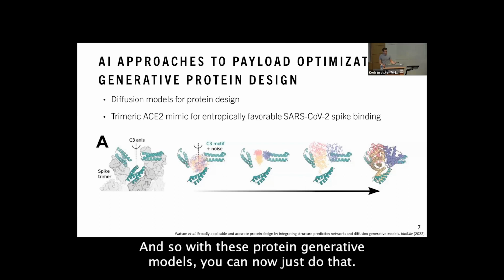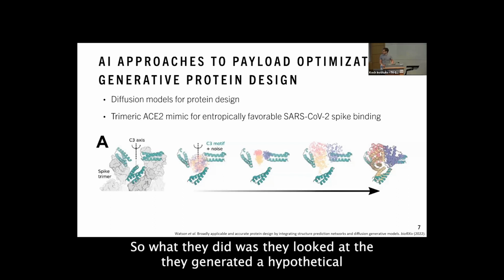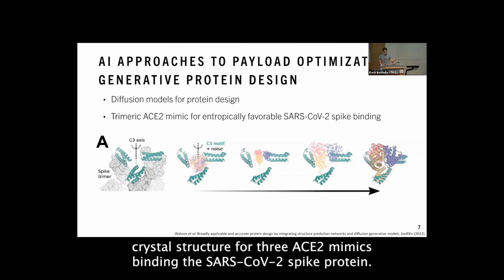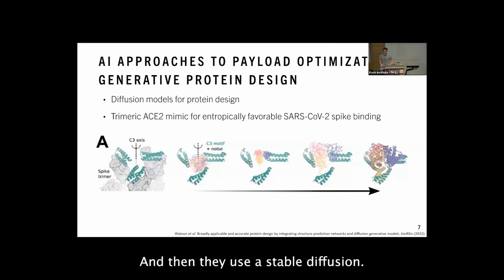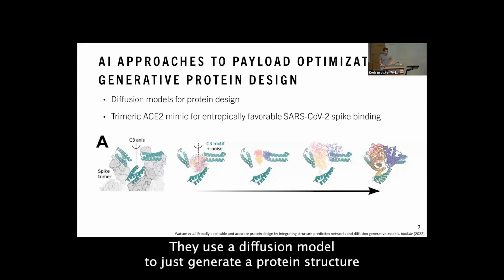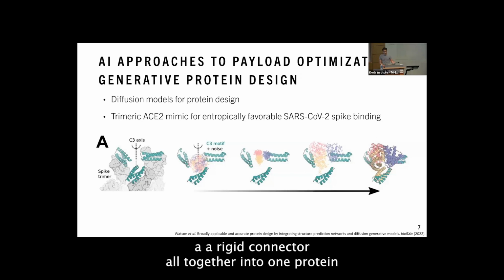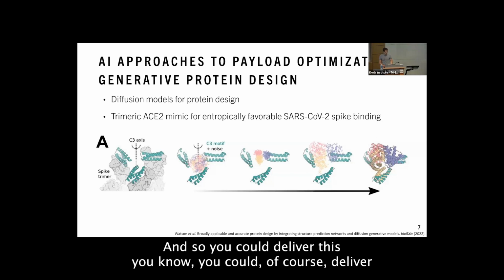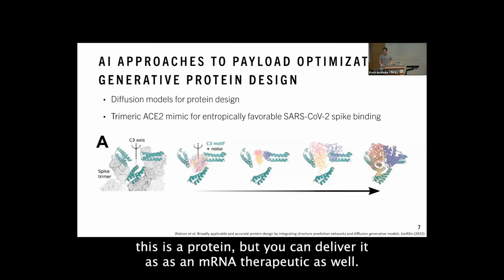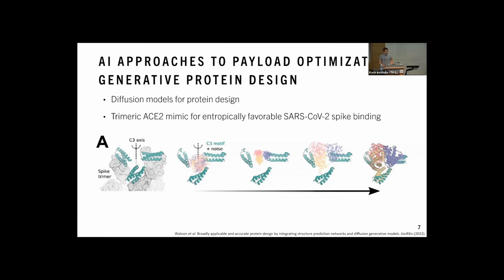And with these protein generative models, you can now just do that. What they did was generate a hypothetical crystal structure for three ACE2 mimics binding to SARS-CoV-2 spike protein. That's what's shown on the left. And then they used a diffusion model to generate a protein structure that would place the ACE2 mimics from a rigid connector all together into one protein that can bind trivalently to SARS-CoV-2 spike. You could of course deliver this as a protein, but you could deliver it as an mRNA therapeutic as well.